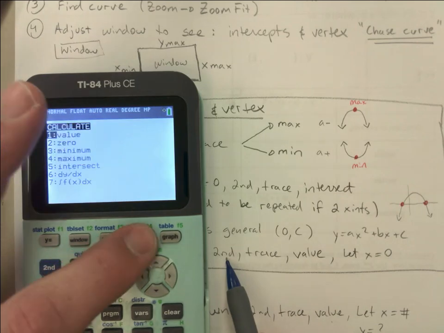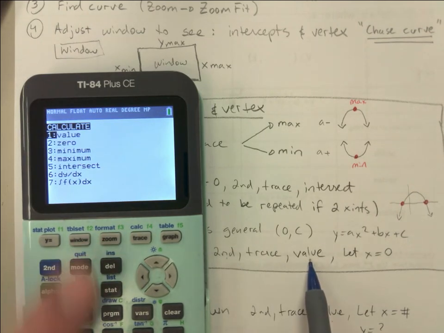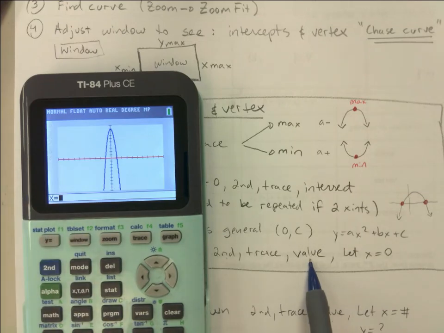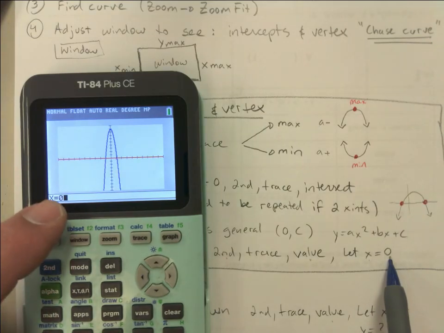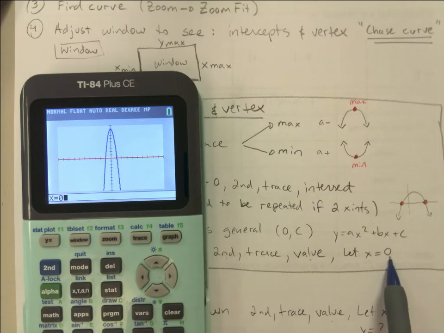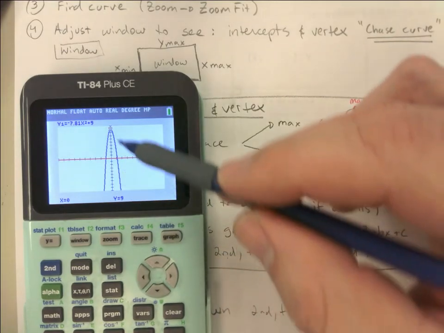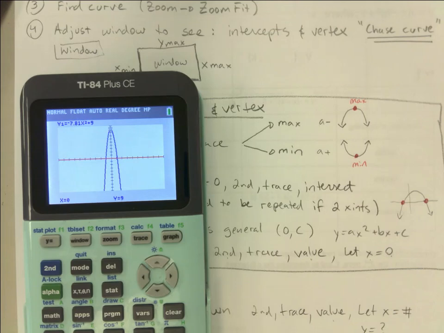Second trace, value. It says value, that's the very first one. Let x equal 0. So you actually enter 0 here. It's asking you, what x value do you want me to find the y value for? Hit enter, and it's 0, 9. See? It's 0, 9. In this case, guys, the vertex and the y-intercept are the same. Are you catching that? The x-intercept, the y-intercept, and the vertex are the same in this case. That's kind of a unique scenario.